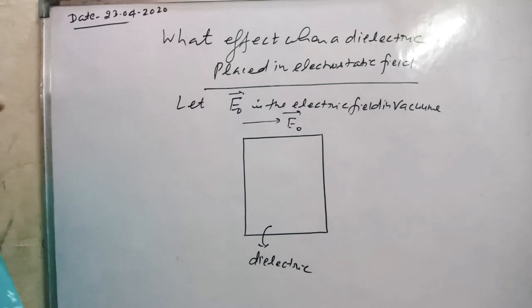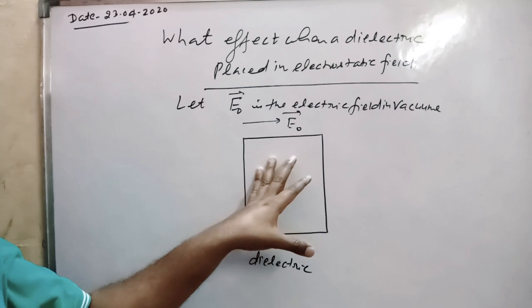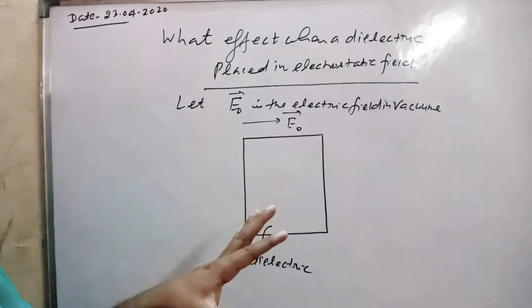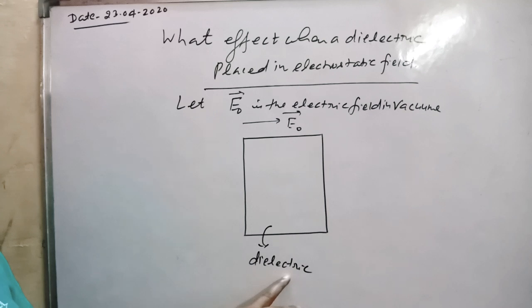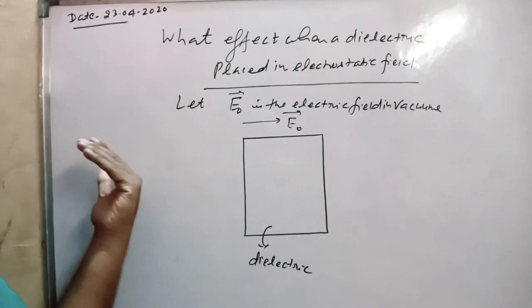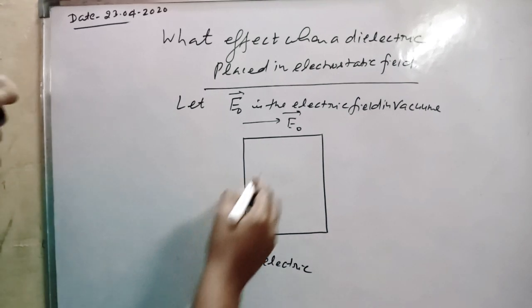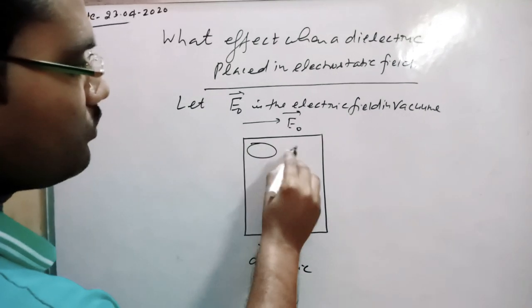When a dielectric is placed in an external field, all the molecules of the dielectric experience a torque. Due to this torque, all the molecular dipoles align in the direction of the field. That means all negative charges come to the left side and all positive charges come to the right side, as shown in the figure.